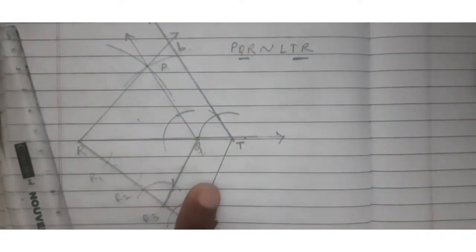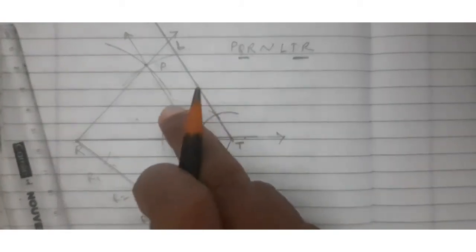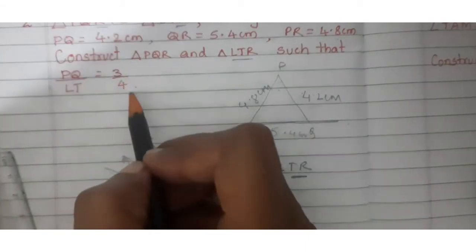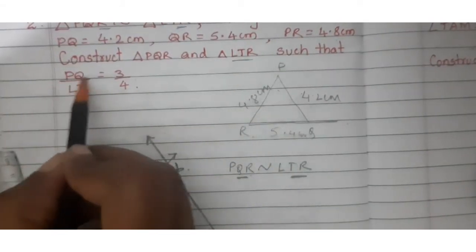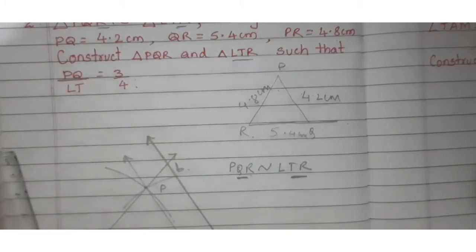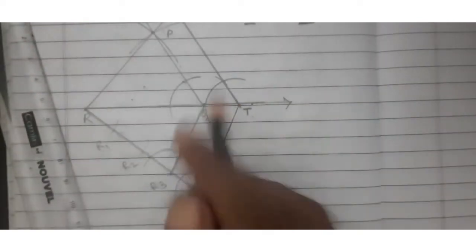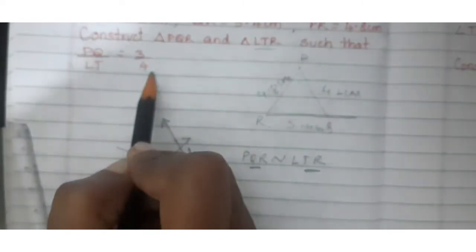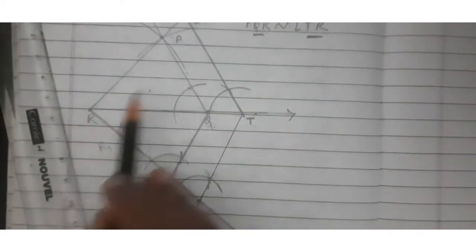Okay, now what I have to do, I have to measure. Now what is the criteria of drawing this? They should be parallel to each other. These two lines should be parallel to one another, and here these two lines should be parallel to one another. Now here it was PQ upon LT equal to 3 upon 4. So the triangle with side PQ will come inside. So PQR is inside, and LT is 4 over here.